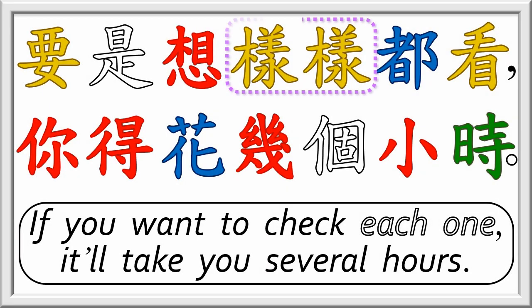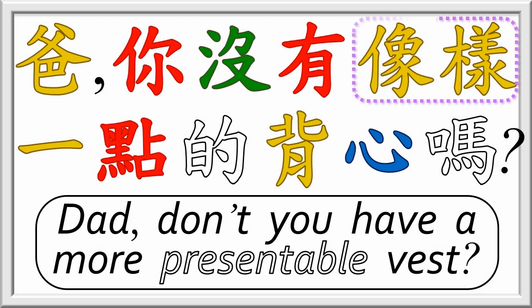要是想样样都看，你得花几个小时。If you want to check each one, you'll have to spend several hours. 像样 literally means to look like it should look, or in other words, to be presentable or decent. 爸，你没有像样一点的背心吗？Dad, don't you have a more presentable-looking vest to wear?